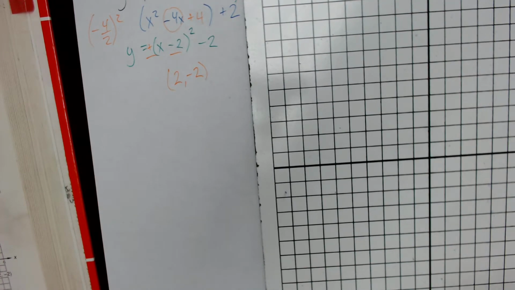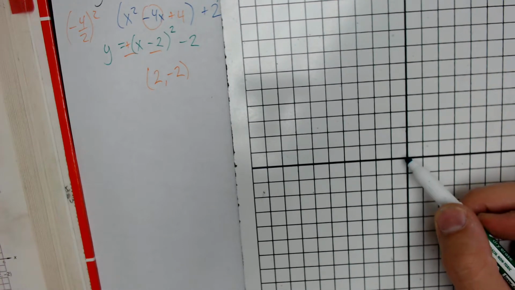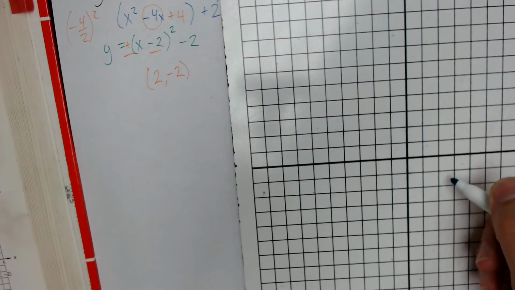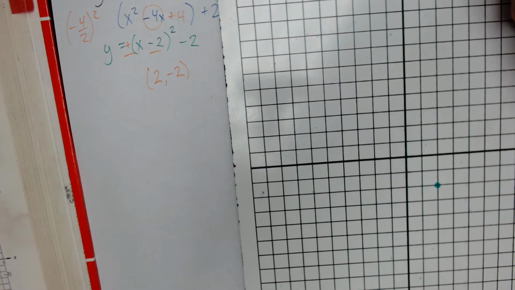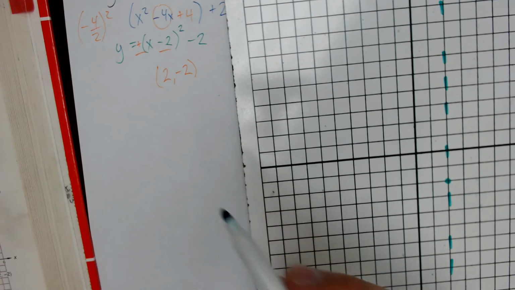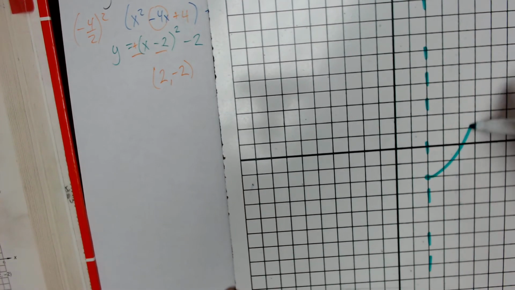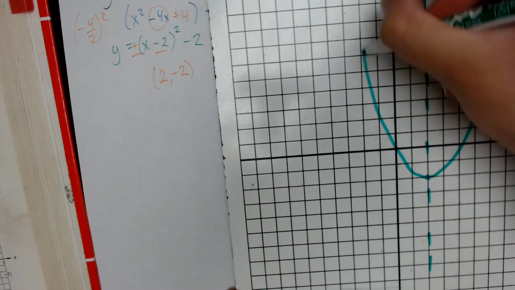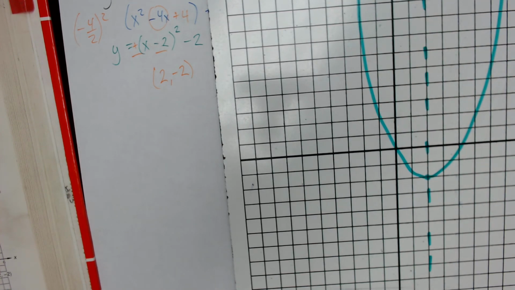So I go to my graph, and I go to (2, -2), put my vertex, and then I'll draw my axis of symmetry. And then from there, I know that it opens upwards, so I go to the vertex and just draw an upward facing parabola. And that's it for this lesson.